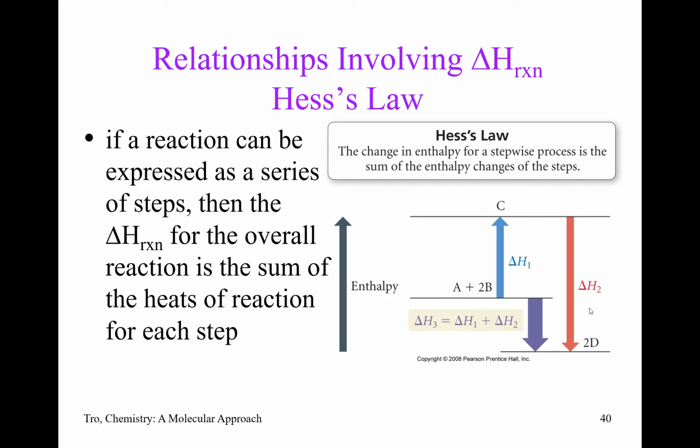And so that's what this picture is trying to show you. You have two reactions. One is endothermic, you have to put heat in to get there. So A plus 2B gets you to C. And then your next reaction, C turns into 2D, you get this heat back out, right? And so the overall is the purple. You just add the two together.